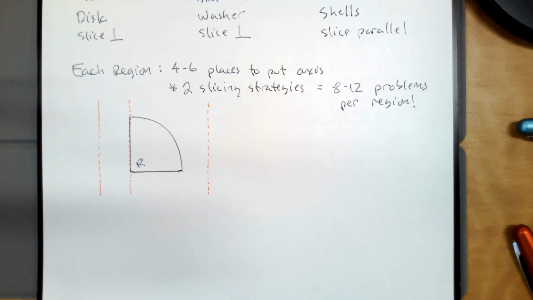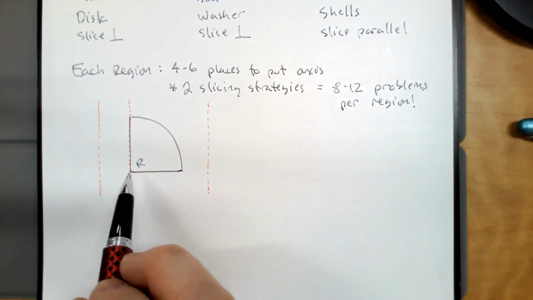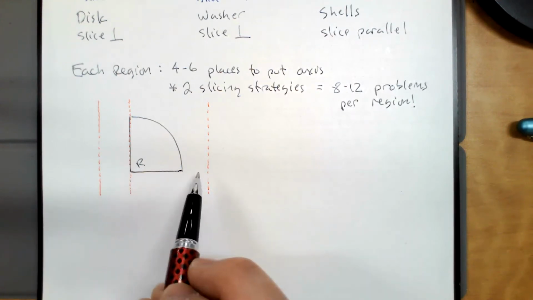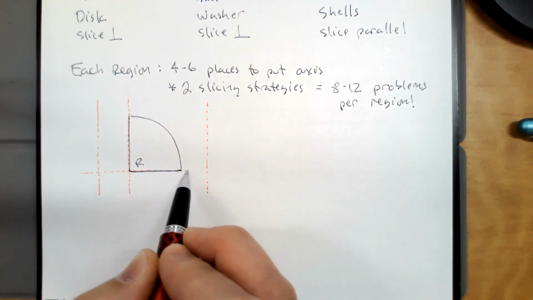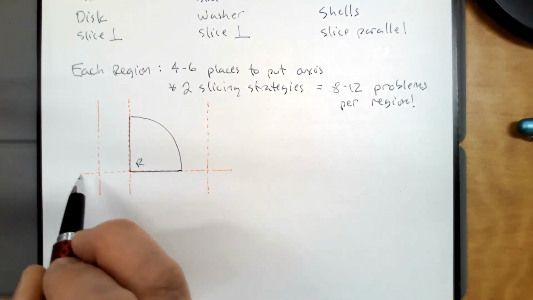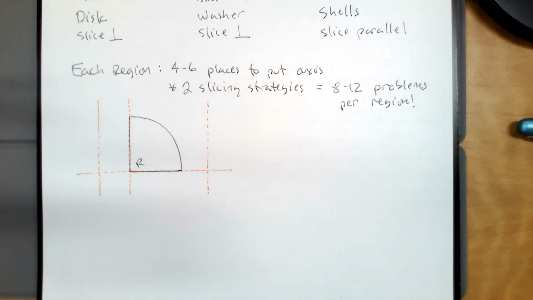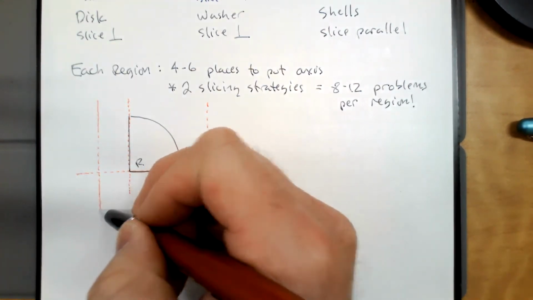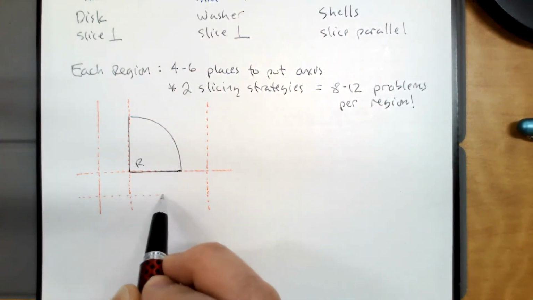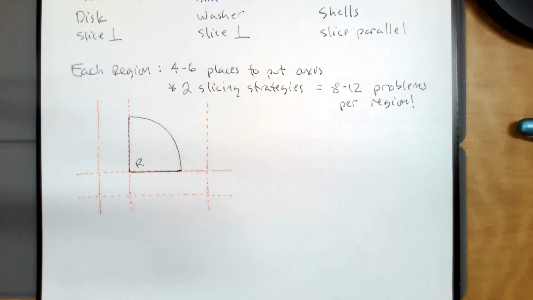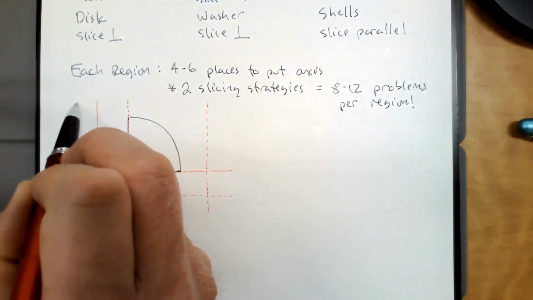I guess if we had another vertical boundary, then we could also put an axis there. But really, I just need boundary, left and right. We could put an axis along the horizontal boundary of the region. We can also rotate around an axis below the region. We could rotate around an axis that's above the region.